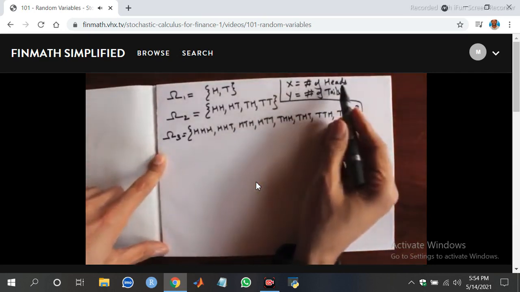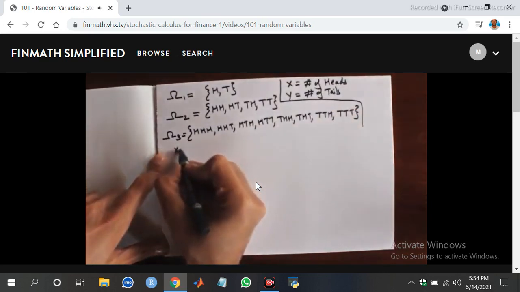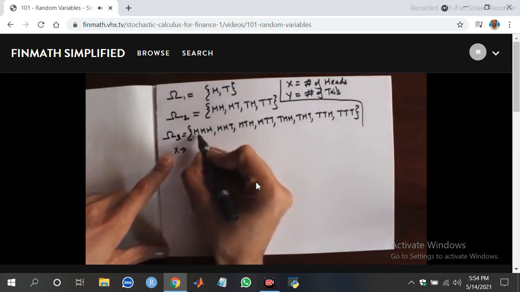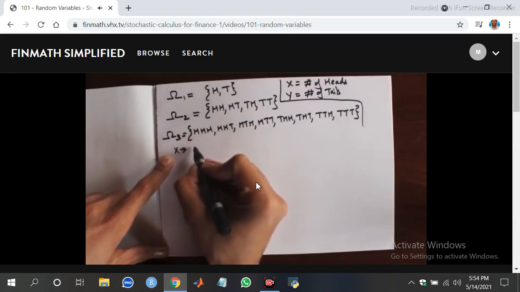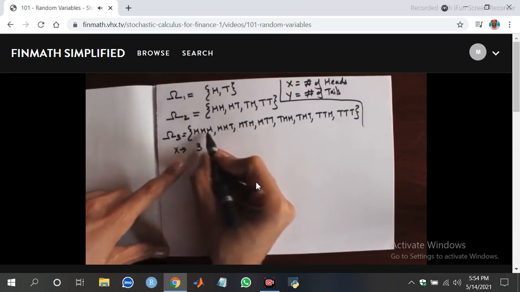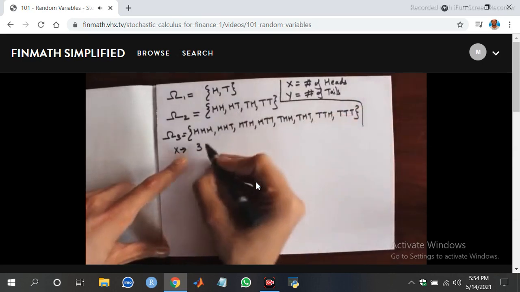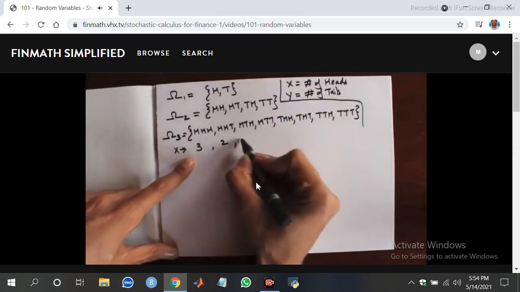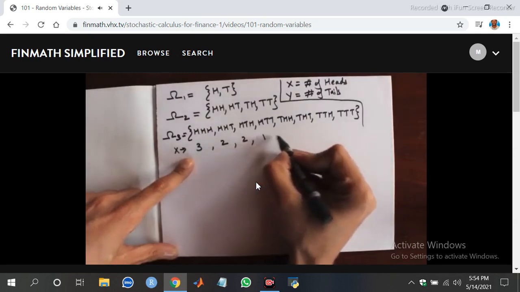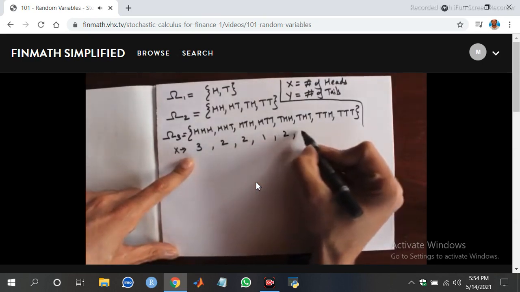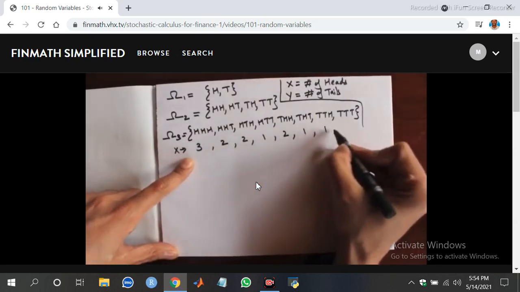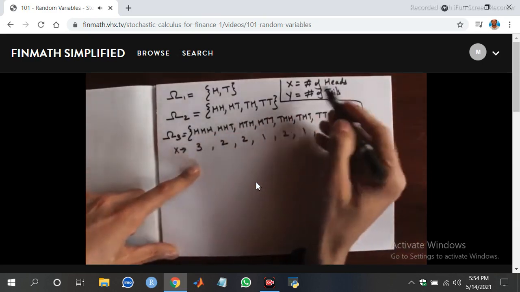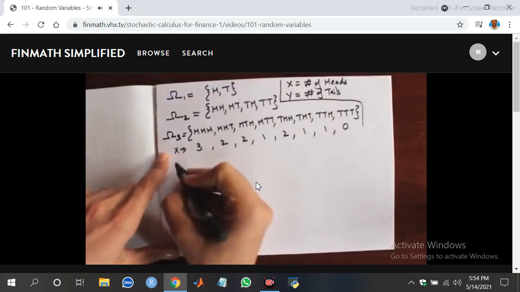So if this is how we define x, the value of x here, if this is the outcome, would be 3 because there are 3 heads and we are counting the number of heads. Here the value would be 2 because there are 2 heads, again 2. Here there would be 1, 1, 1, and 0. So we're just counting the number of heads because that's how we define the random variable.